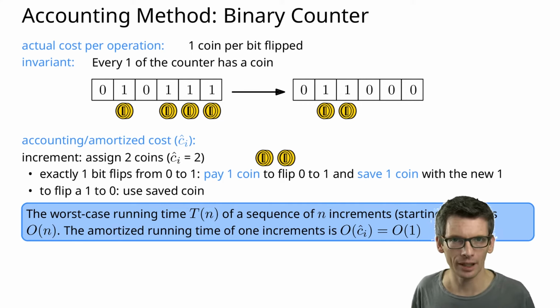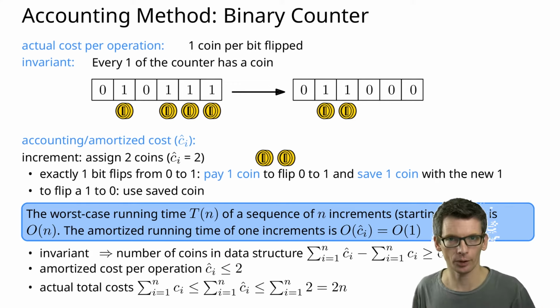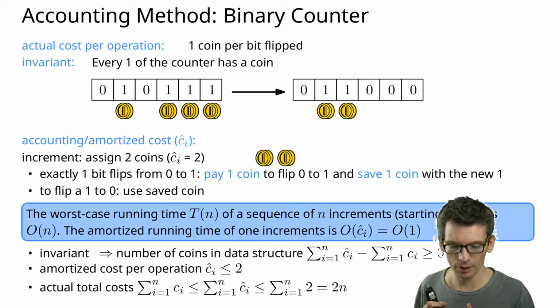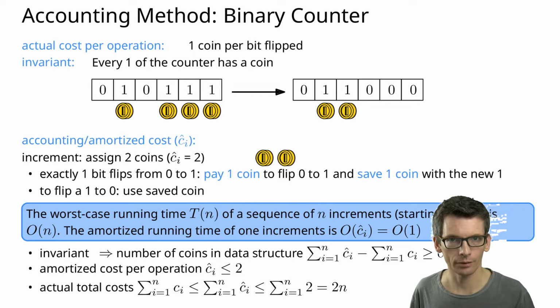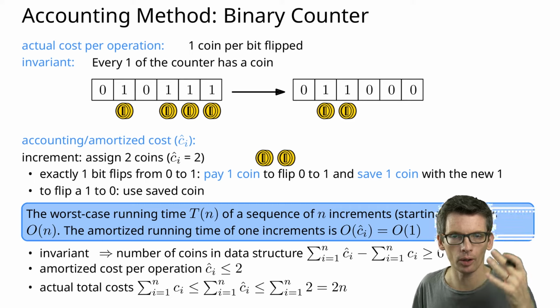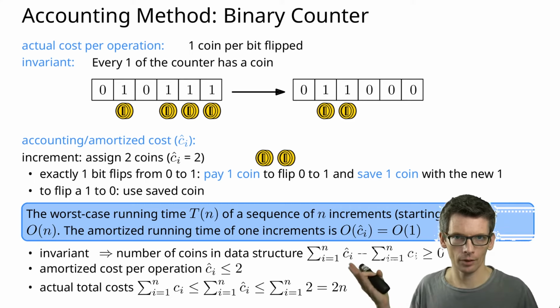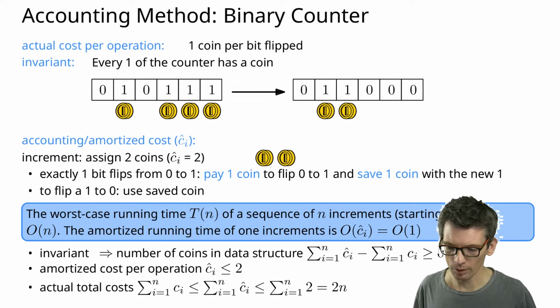The proof of this statement is as follows, and this is again exactly the same as for the multipop stack. We have the invariant, and the invariant in particular tells us that the number of coins saved is always non-negative. We're saving 1 coin per 1. We have at least 0 ones, so we have at least 0 coins.